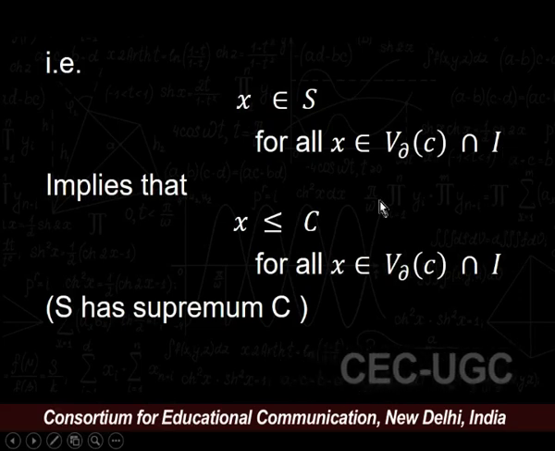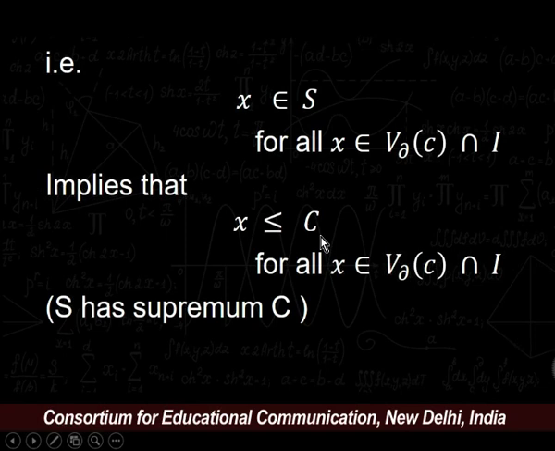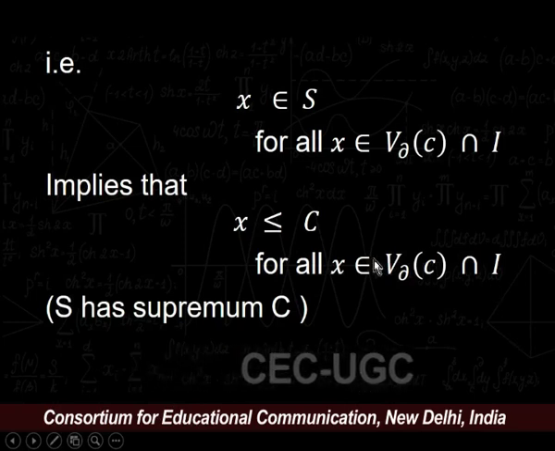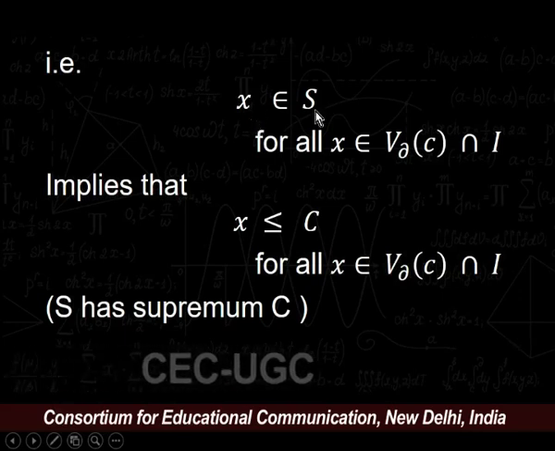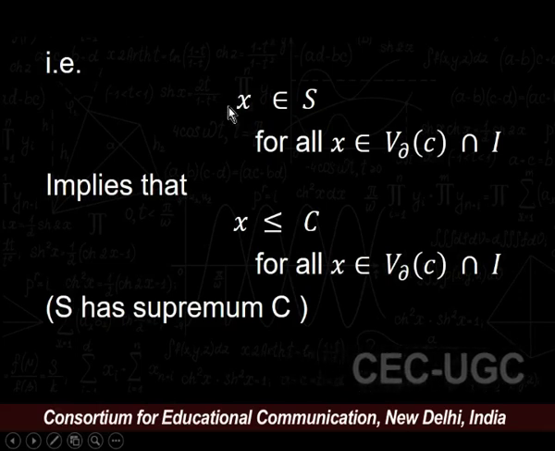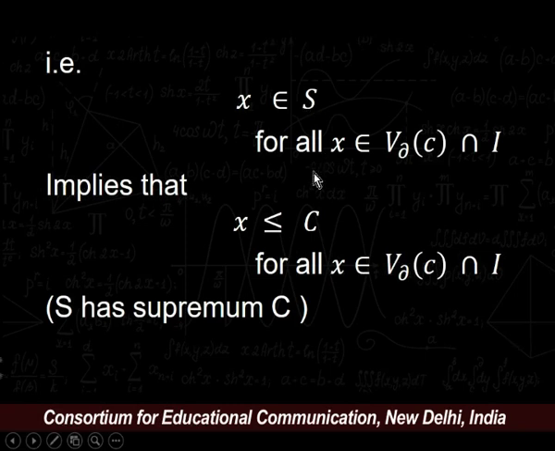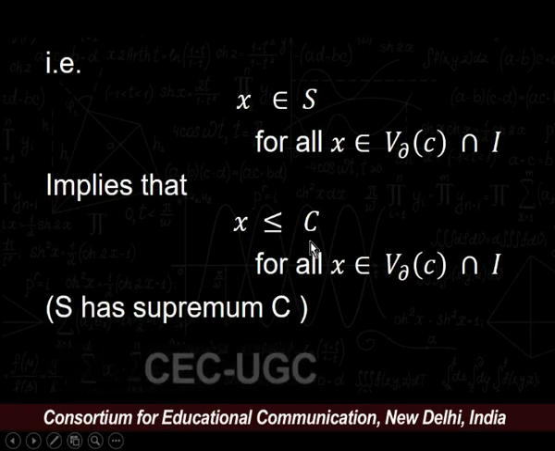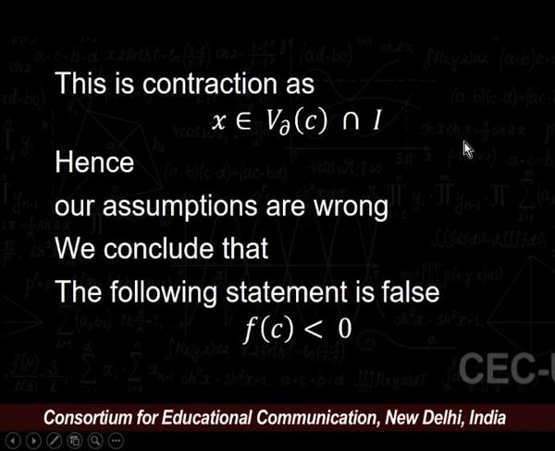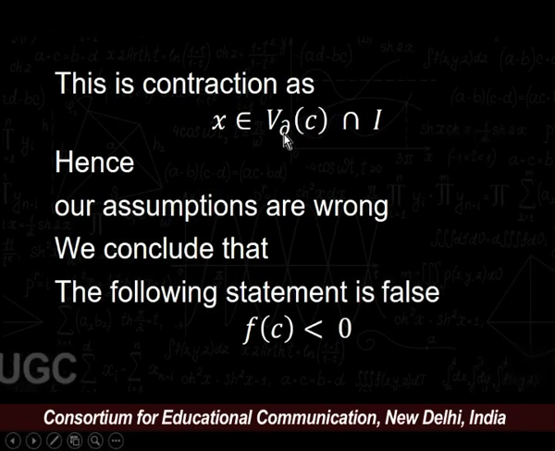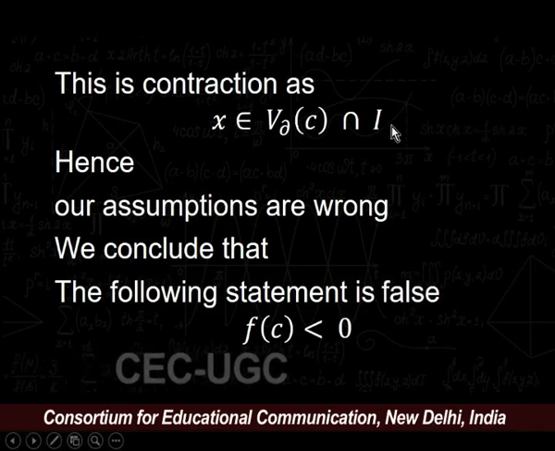This implies that x is less than or equal to c for all x belonging to the delta neighborhood of c intersection I. We can say that because c is a supremum of the set S. For any element x belonging to the set, every element of the set must be less than or equal to the supremum c. That means we get x is less than or equal to c for all x belonging to the delta neighborhood of c intersection I. This is a contradiction, as x belongs to the delta neighborhood of c intersection I.